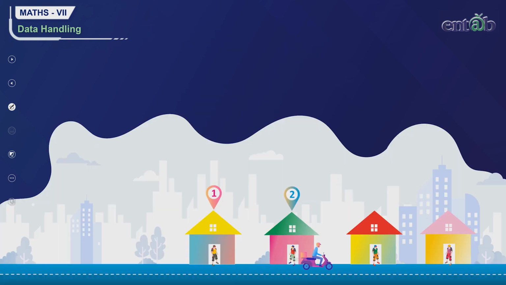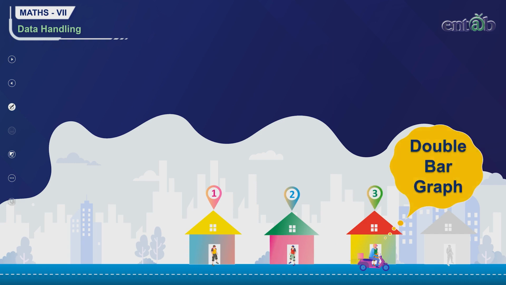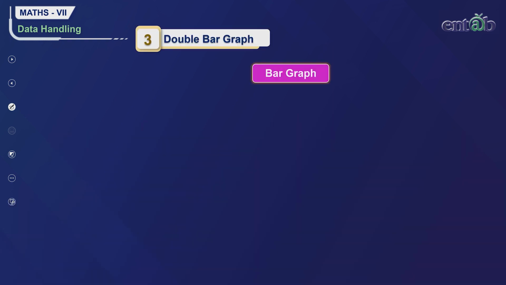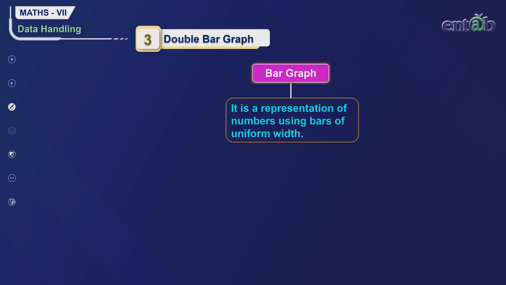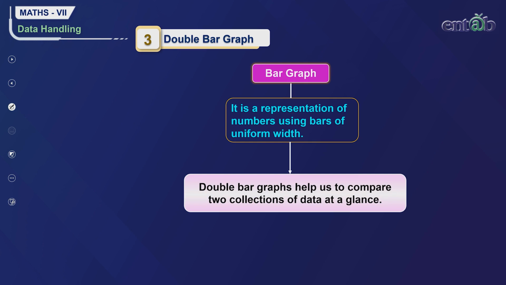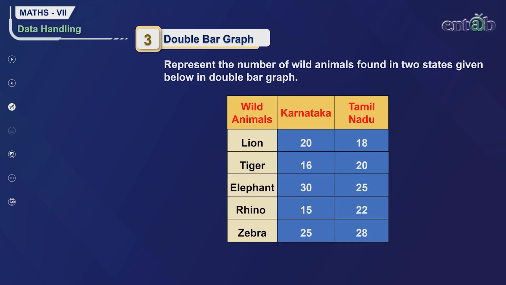Now we will learn about double bar graph. You have learned about bar graph in your previous classes, so you know that it is a representation of numbers using bars of uniform width, right? And what is the speciality of a double bar graph? In a double bar graph, we compare data because it helps us to compare two collections of data sets at a glance, like this.